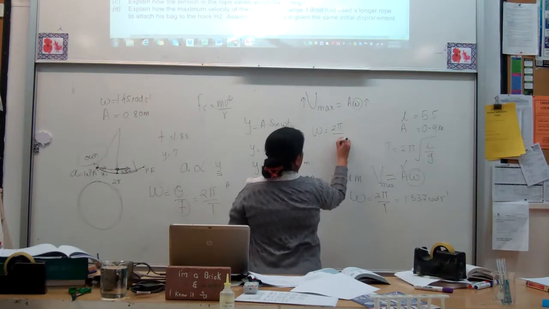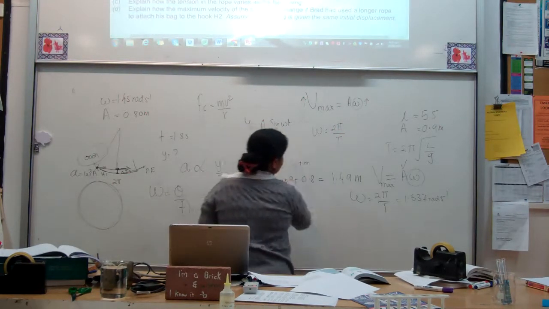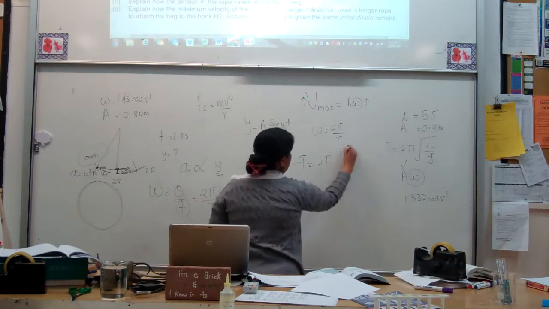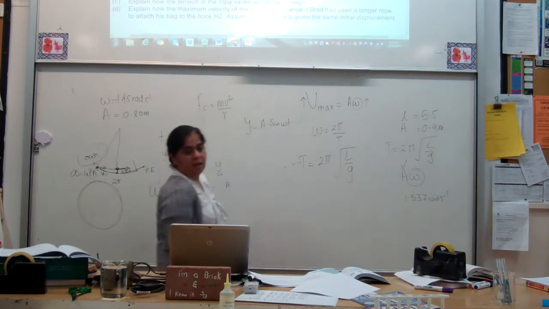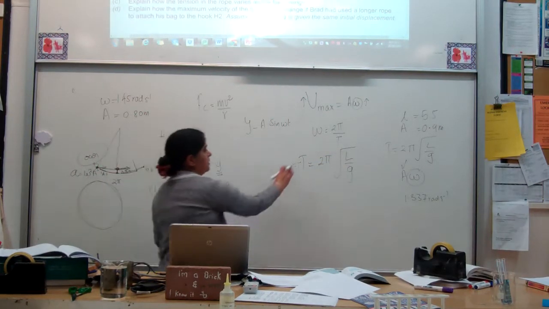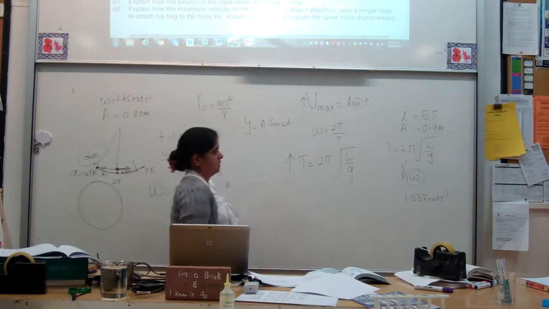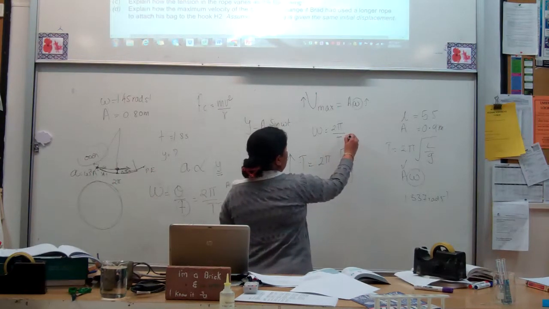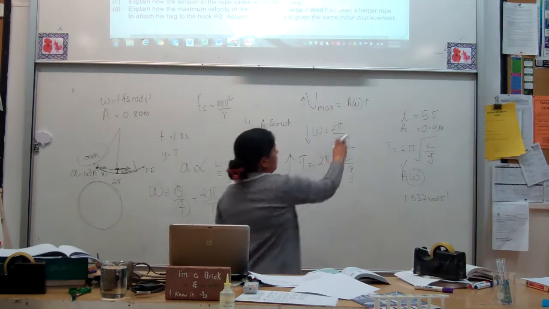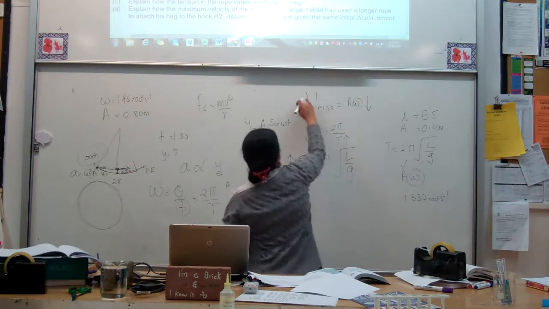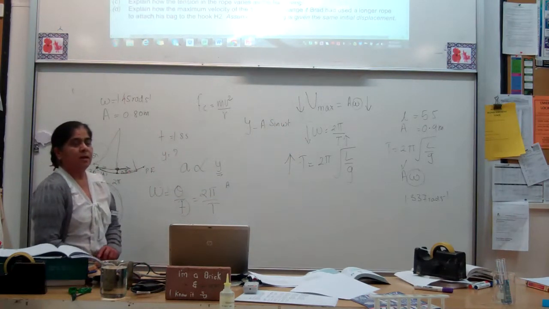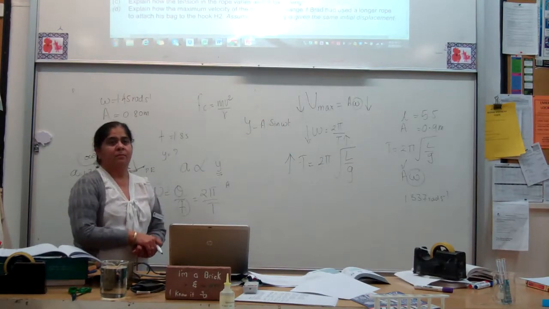2 pi over T. Yes? And what is T dependent on? 2 pi square root L over g. And what they are saying, you are increasing the length. So what will happen to T? T will increase. T will increase here. What happens here? Decreases. What happens to the velocity if that one is decreasing? How many equations you are using to explain? 3. And it was a merit question. Okay?